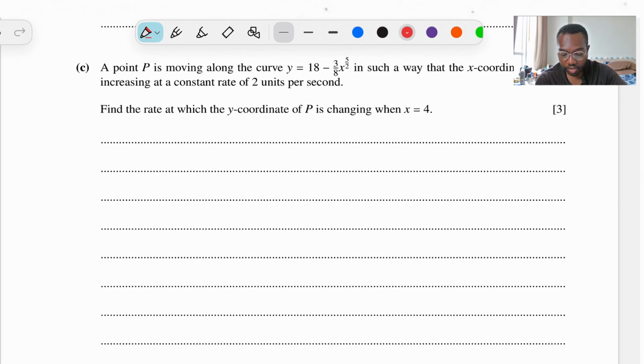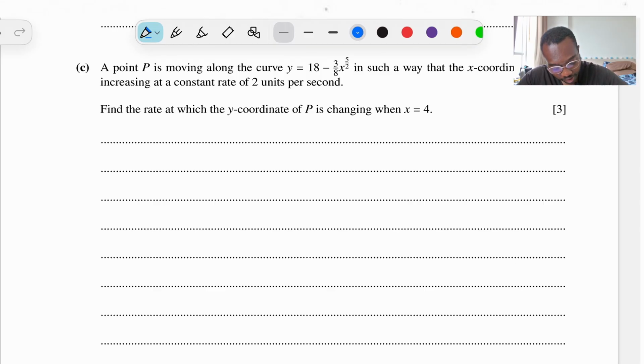Okay, and then last question, we have the point P moving along the curve of y equals 18 minus 3 over 8 x to the 5 over 2, in such a way that the x coordinate of P is increasing at a constant rate of 2 units per second. Find the rate at which the y coordinate of P is changing when x is equal to 4. The first thing we know is the x coordinate of P is increasing at a constant rate of 2 units per second.